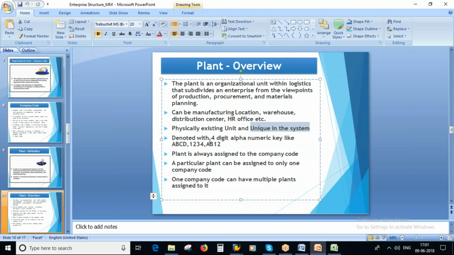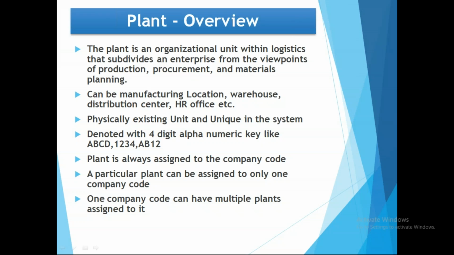Now in SAP, every plant will be denoted with a 4-digit alphanumeric key. Like it can be ABCD, it can be 1234, or it can be AB12.